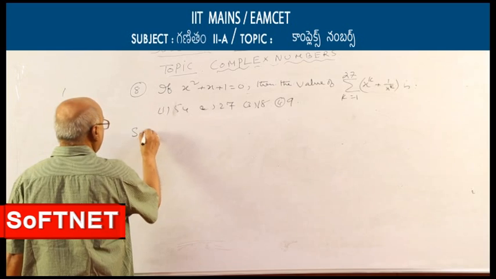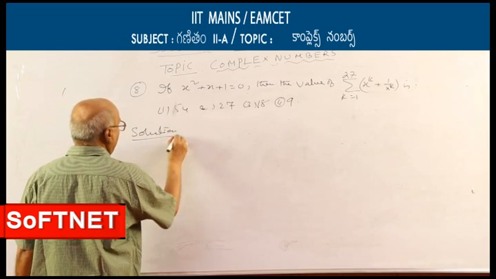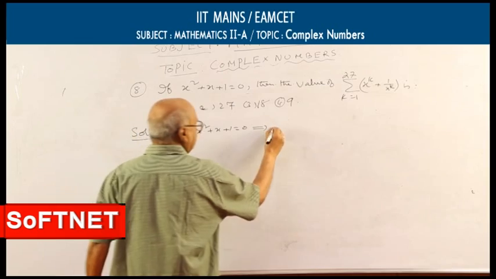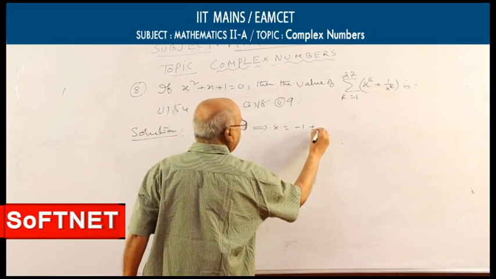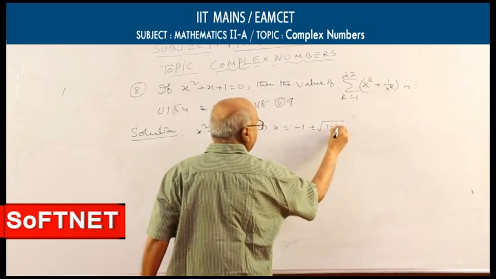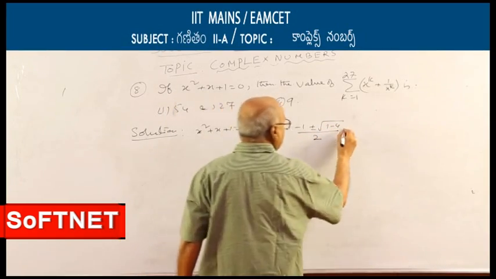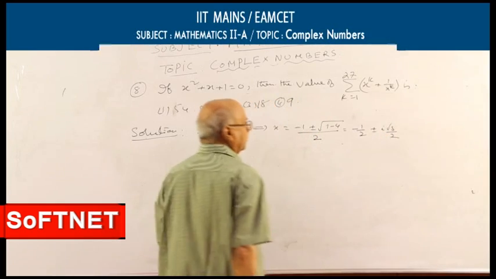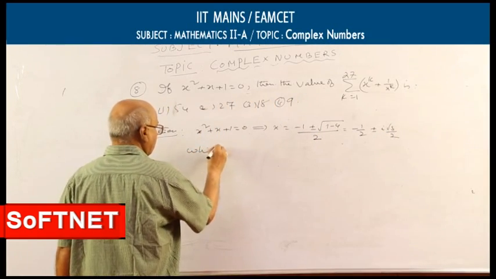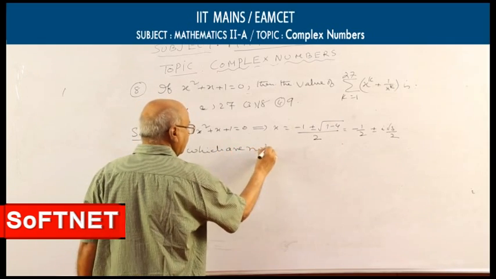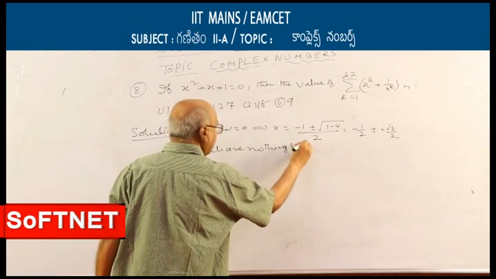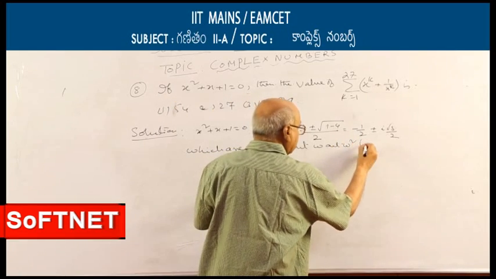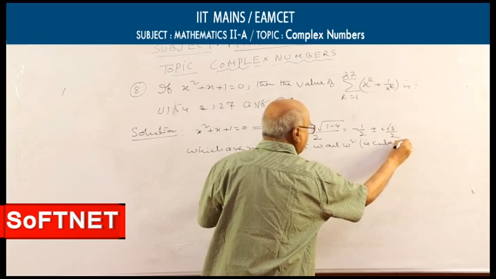So now the solution is: x square plus x plus 1 equal to 0 implies x is equal to minus 1 plus or minus square root of 1 minus 4 by 2, which is nothing but minus 1 by 2 plus or minus i root 3 by 2, which are nothing but omega and omega square, that is cube roots of unity.